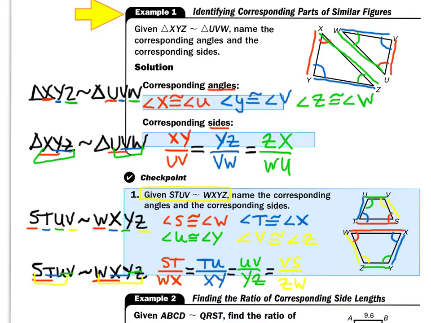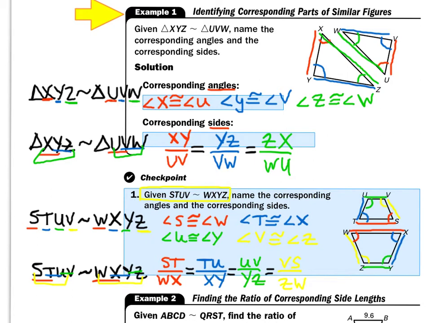Okay, so take a look at example 1 with me. Given triangle XYZ is similar to triangle UVW. So XYZ is similar to UVW. Name the matching angles and the matching sides. Okay, so the first thing I would have you do with your pencil is write the given statement. Triangle XYZ is similar to triangle UVW.